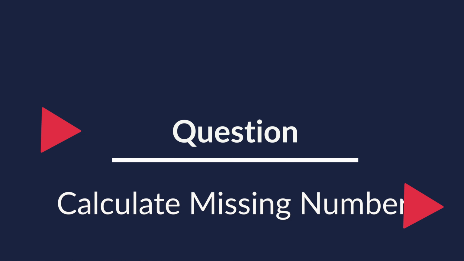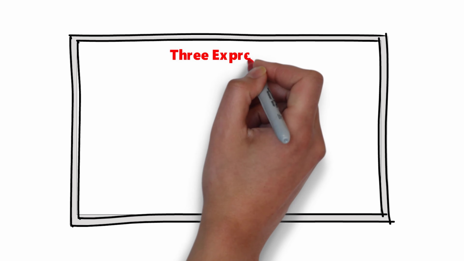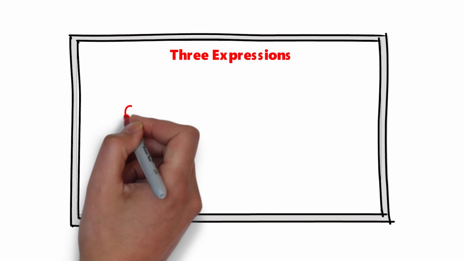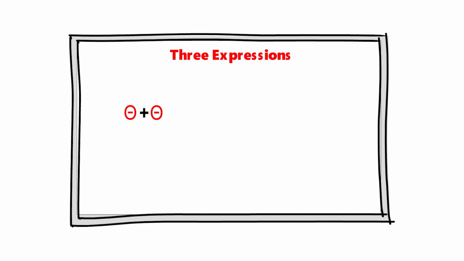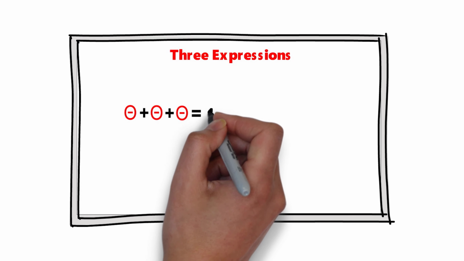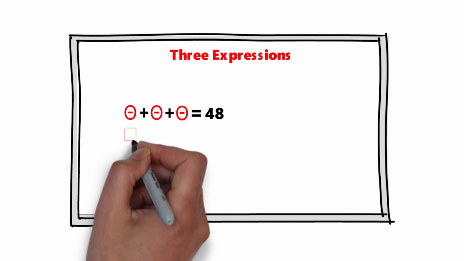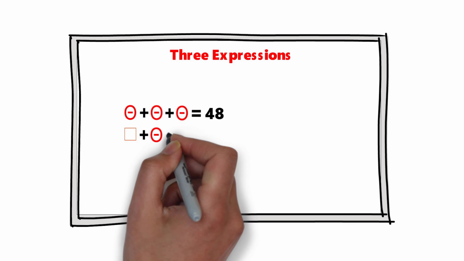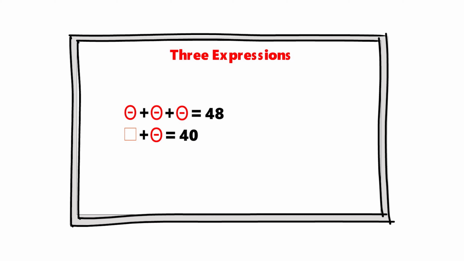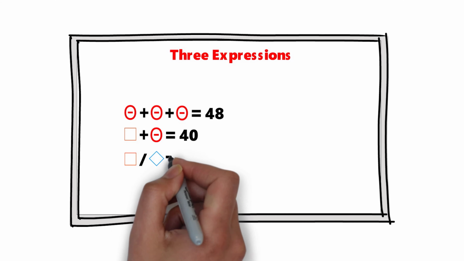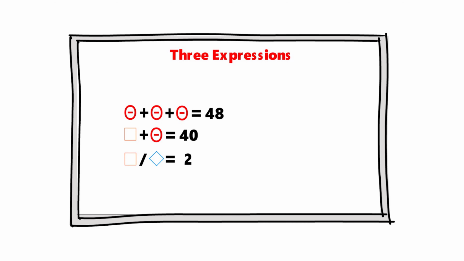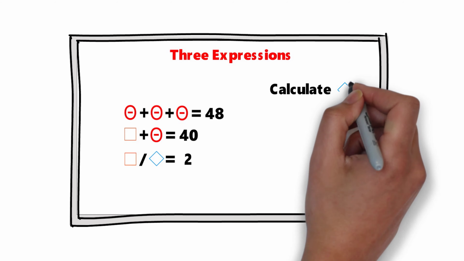Here's a cool question which is frequently used in the test. You're presented with three expressions. Circle with the dot inside plus another circle equals 48. In the second expression, you add square plus circle and the result equals 40. And in the third expression, you divide square by the diamond and the result is equal to a given value. So you need to calculate the diamond.